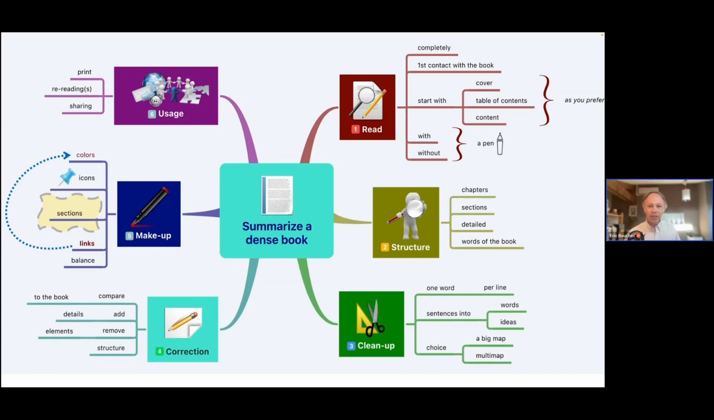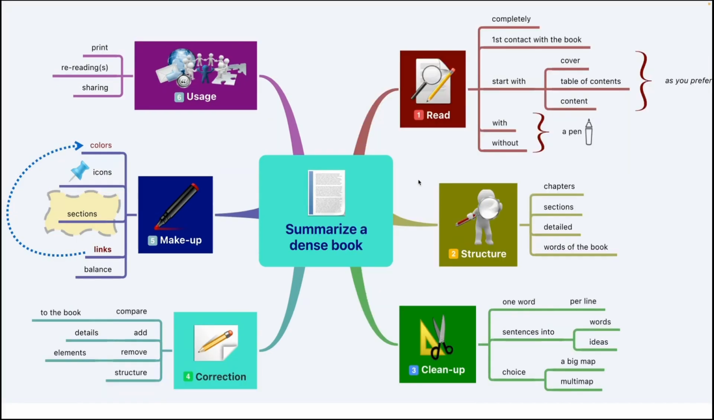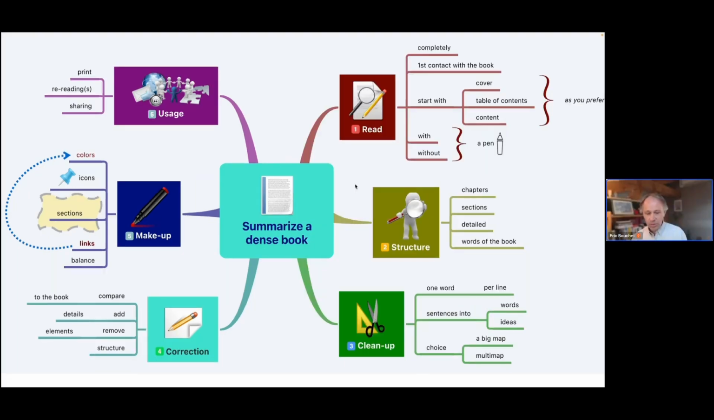Okay, so we'll talk about what we can do with these maps and how you can make sure you have the right setup for this. So once we go into the details, first step, read. That's the bad news. Sorry for that. Somebody has to read the full content because that's the way you're going to be doing the summary. The one thing is you can do it the way you want. You can start from the cover, from the table of contents, from the content itself. You can do it with or without a pen. It doesn't really matter. The point is you get used to what's inside.